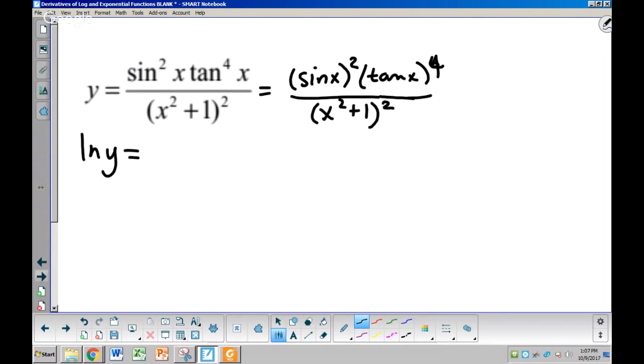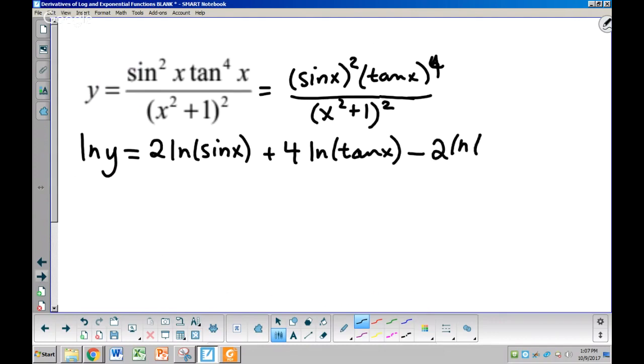Now this has something in the basement, so what's that going to be? It's negative, isn't it? Because it's a quotient. So this would be 2 times the natural log of sine x plus 4 times the natural log of tan x minus, why am I using minus? Because it's in the denominator. Anything in the denominator is minus because it'll be a negative exponent. So this is 2 times natural log of x squared plus 1.